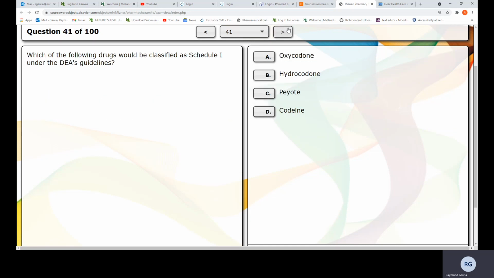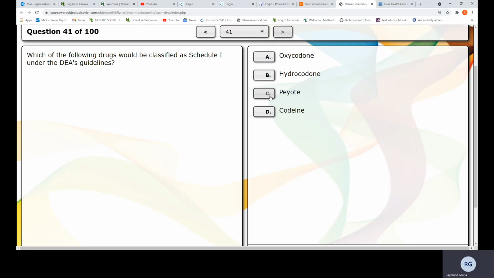All right. Which of the following drugs would be classified as Schedule 1 under the DEA's guidelines? There's only one that is not on the... One they used in Young Guns. Which one? D? Oh, C. I got this one. C? Yeah. C is that cactus that they used in Young Guns.